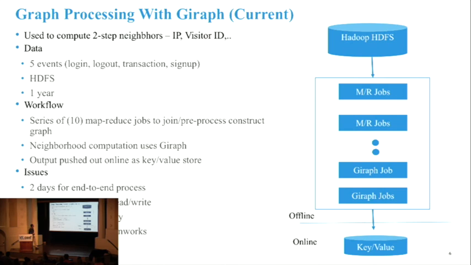The way we employ graph processing using Giraph at PayPal is that we essentially use graph processing to build feature representation from graphs.